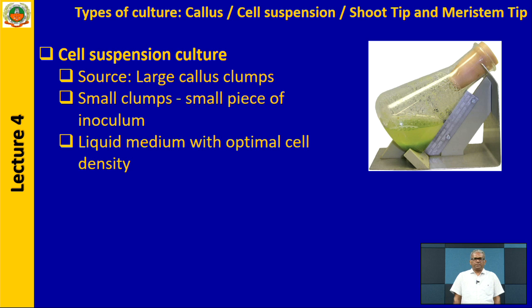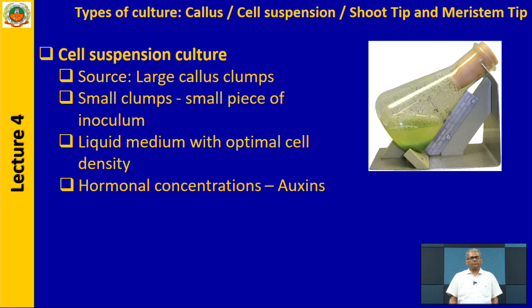These cells have to remain suspended, so we need a shaking apparatus, for example an orbital shaker. To the medium, for enhancing the cell division, we try to add auxins.